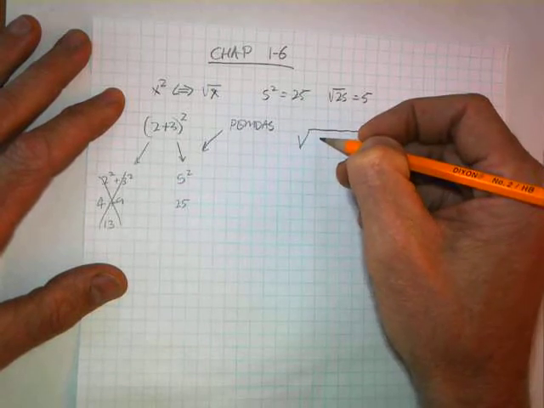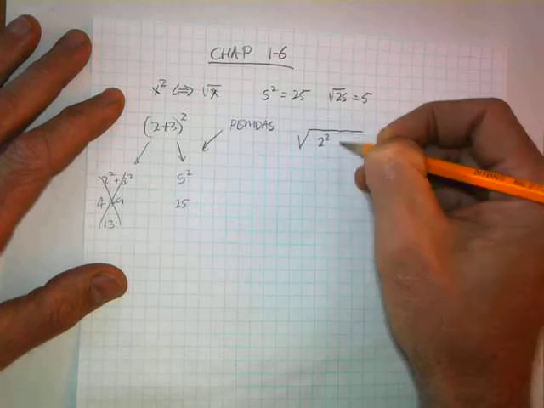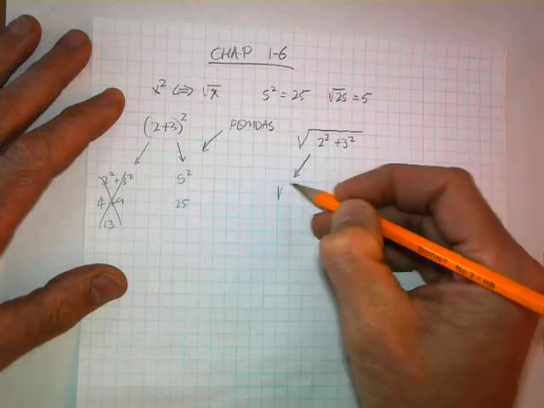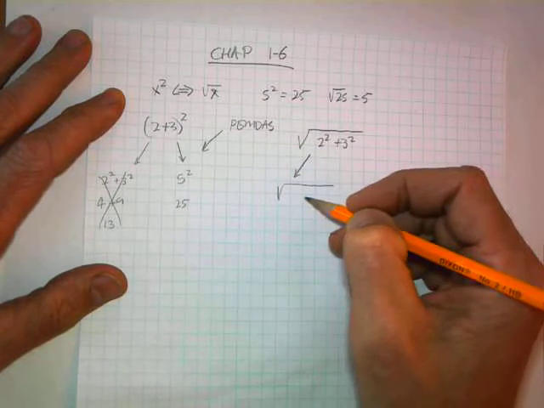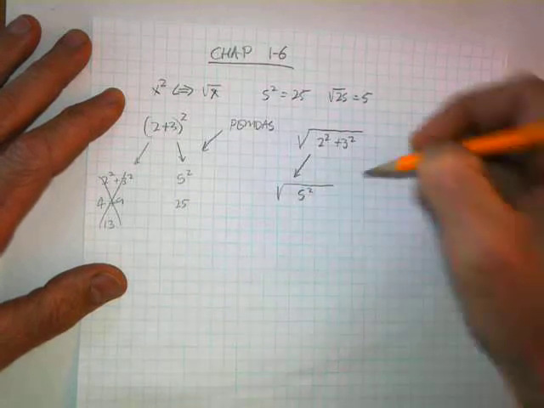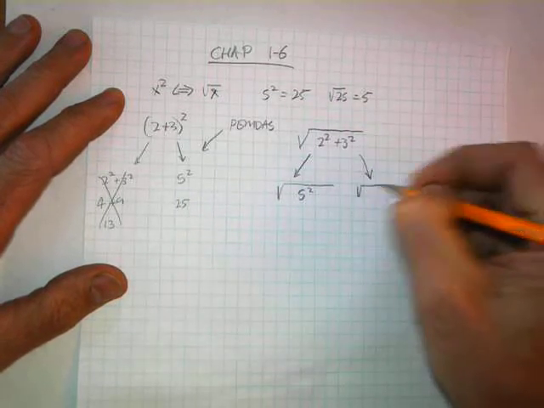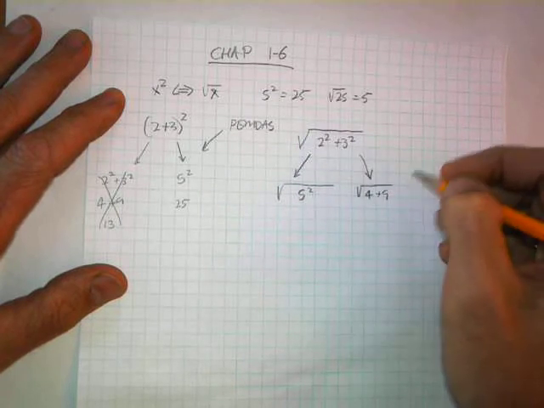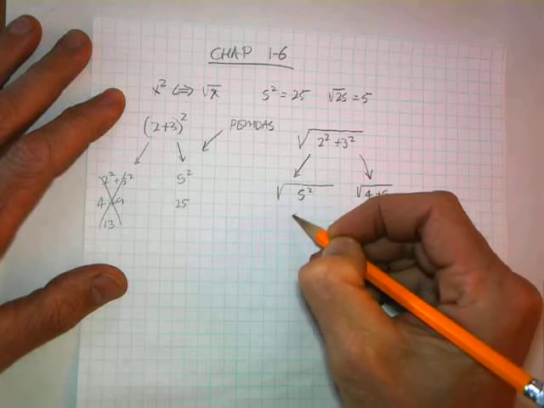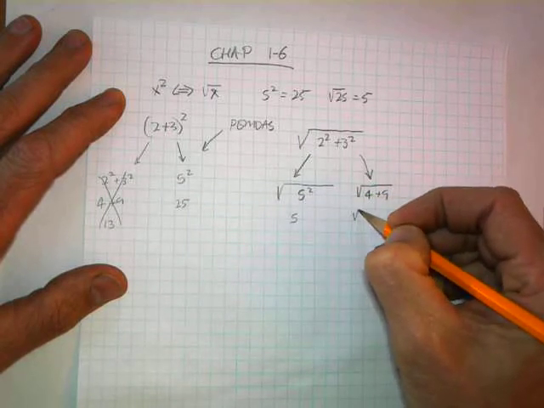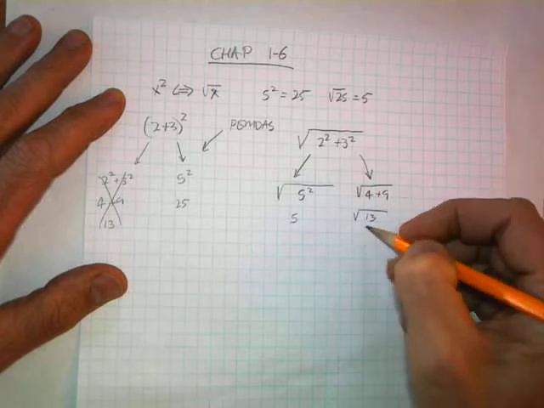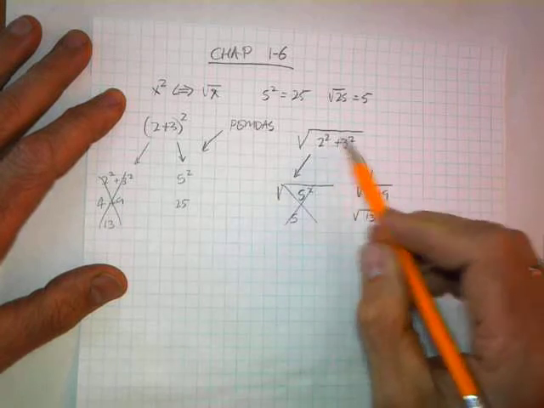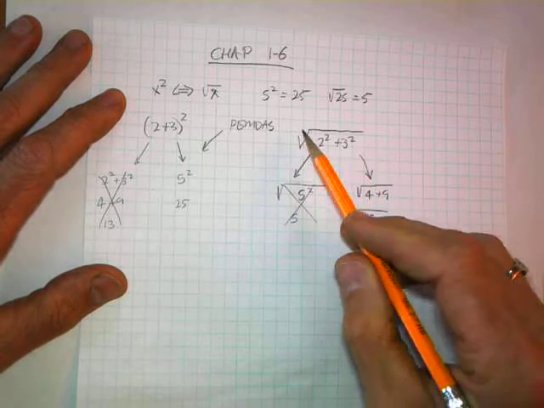If you did a problem that looked like this, the square root of 2 squared plus 3 squared, there's two ways to do it. You could say, oh, well, that's the same as the square root of 5 squared, or you could say it is the square root of 4, which is 2 squared, plus 9. The square root of 5 squared is 5, or here we could take the square root of 13. And the answer on this one is that is incorrect. It is correct to do what's underneath the exponent first, or underneath the square root sign.